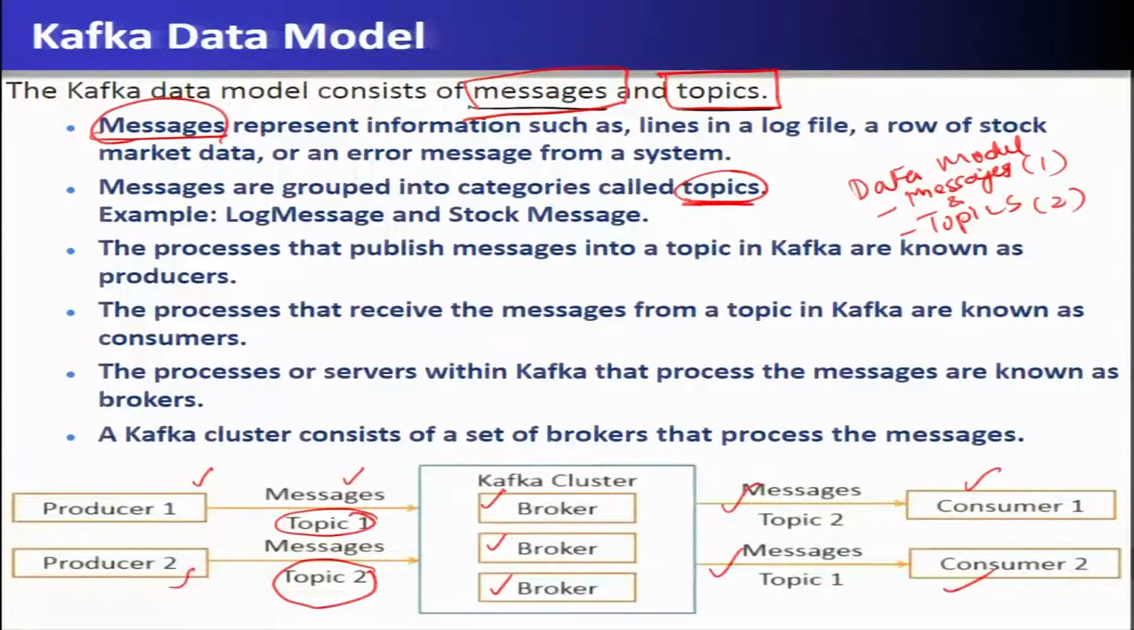Furthermore, the processes that publish the messages into a topic in Kafka are known as the producers. Producers publish the messages into the topic. The processes that receive the messages from the topics in Kafka are known as the consumers. The processes and the servers within Kafka that process the messages are known as the brokers. So, a Kafka cluster consists of a set of brokers that process the messages.